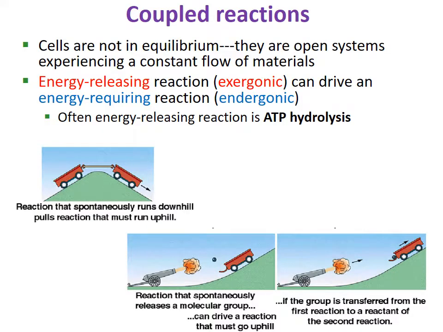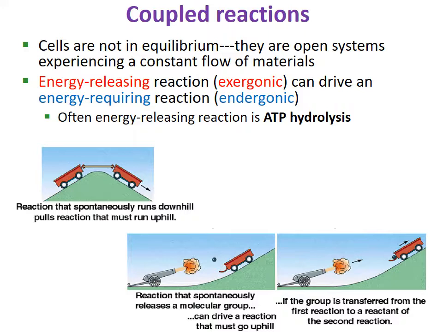So oftentimes in living things, your energy releasing reaction, or your exergonic reaction, is coupled to or linked to an energy requiring, or endergonic, reaction. Cells are not really in equilibrium. They're open systems, so they lose things and gain things all the time. But again, in living systems, oftentimes reactions are coupled together. And oftentimes the energy releasing reaction is going to be ATP hydrolysis. What is hydrolysis again? Remember, hydro is water and lysis is breaking apart. So ATP hydrolysis is just breaking apart ATP. We're going from ATP, adenosine triphosphate, to ADP, or adenosine diphosphate. So from 3 phosphate groups to 2 phosphate groups on that molecule.